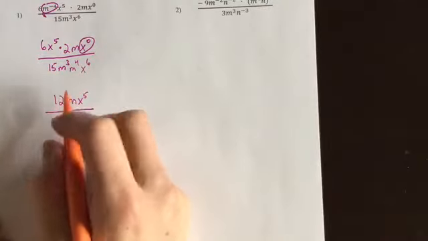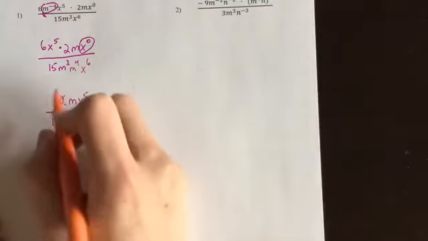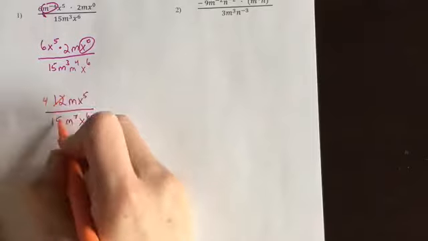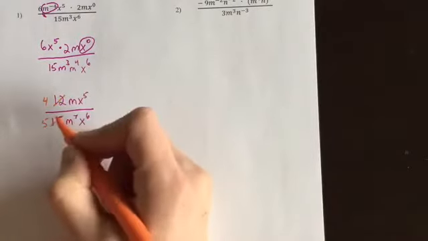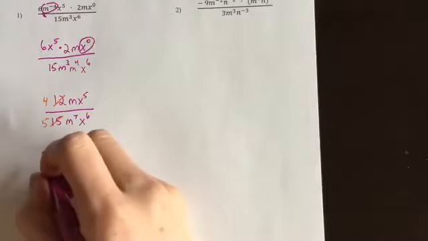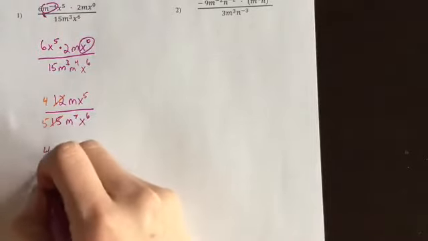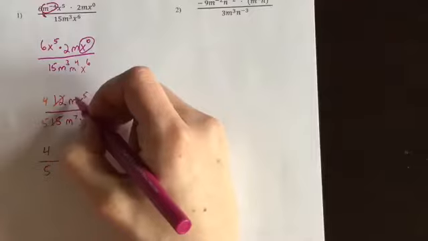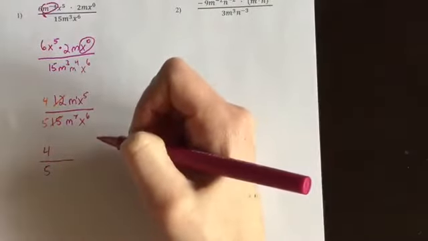So 12 and 15, common factor is 3. 3 goes into 12 4 times. 3 goes into 15 5 times. So I know in my answer I'm going to have a 4 over 5, and I look to my m's. M to the first over m to the seventh.